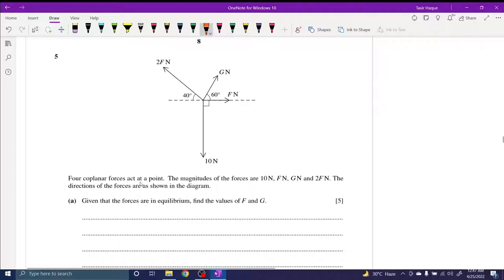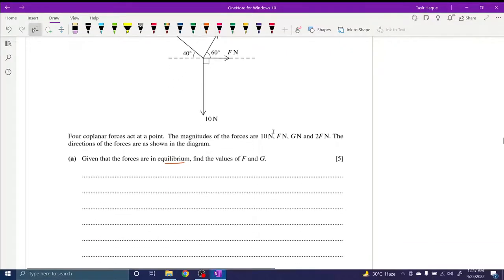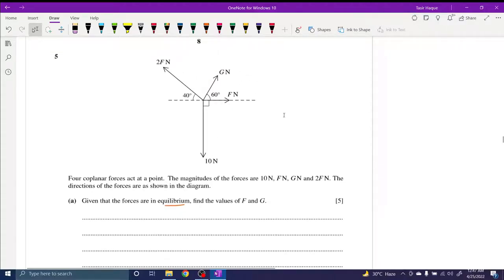So 4 coplanar forces act at a point. Okay, they are in equilibrium. This is your keyword. This is what you're going to look for. So net force is 0 in all directions. So let's equate the horizontal forces first. What do we have? We have F, we have a component of G, and we have a component of twice F. Okay, so resultant X is equal to 0.